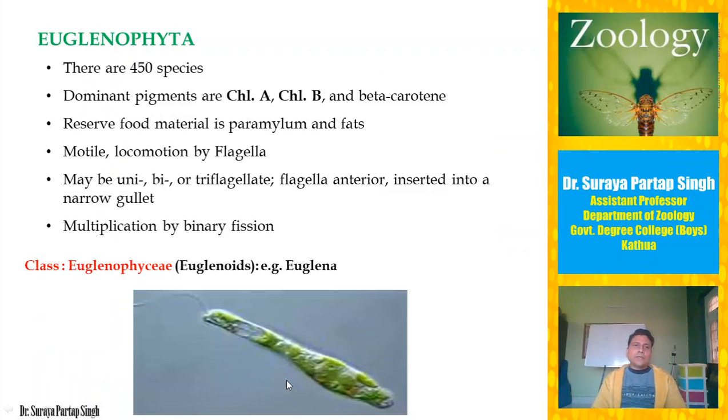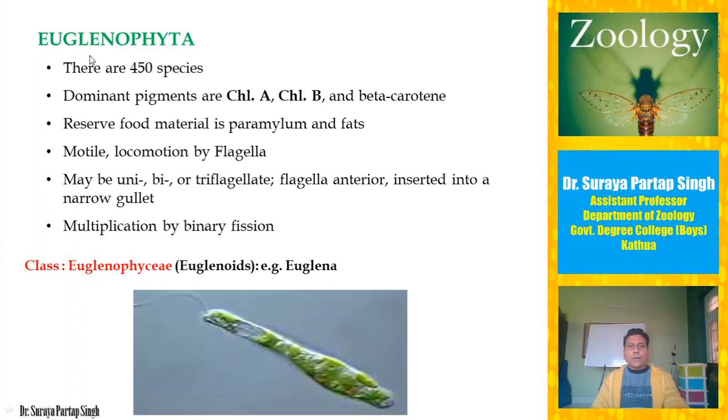Then the second division is the Euglenophyta. As the name specifies, Euglenophyta must include our most studied euglenophyte, that is the Euglena. So Euglena is a member of this division, Euglenophyta.